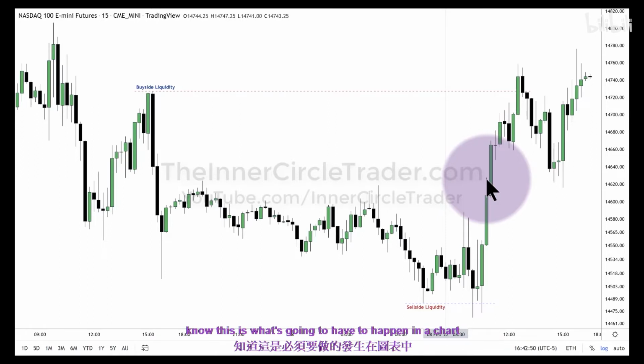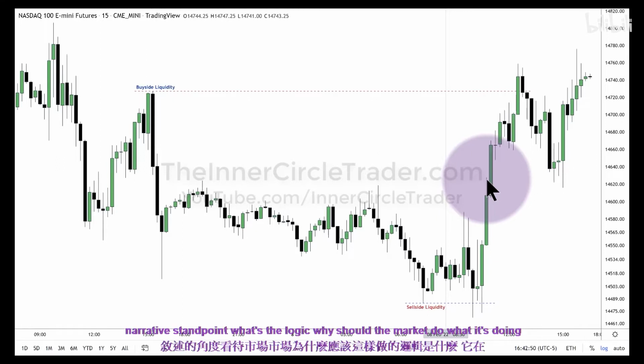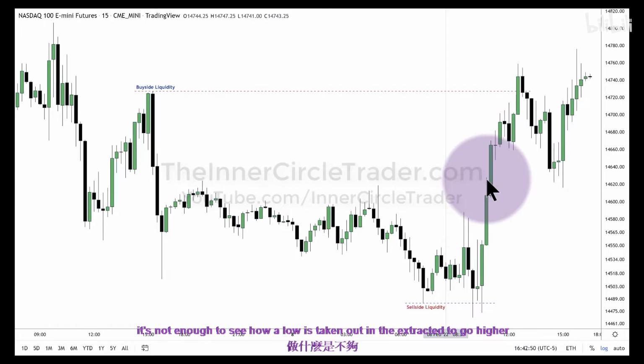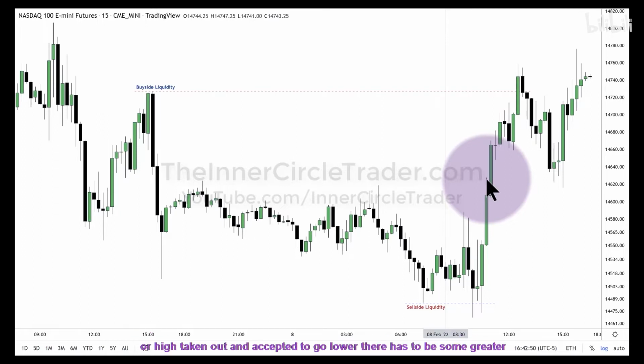And they'll think to themselves that this is what's going to have to happen in a chart. And it isn't, because they're lacking narrative. So one of the things that I'm teaching in my paid mentorship is how to view the marketplace from a narrative standpoint. What's the logic? Why should the market do what it's doing? It's not enough to see how a low is taken out and expected to go higher, or a high taken out and expected to go lower. There has to be some greater context behind it. And that's what I gave in the beginning of the video.